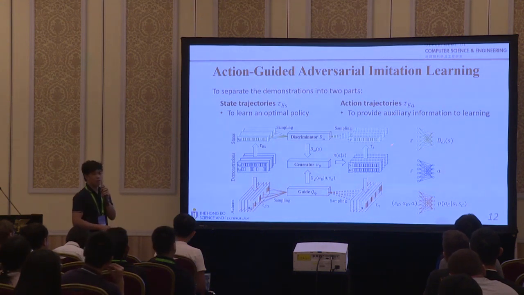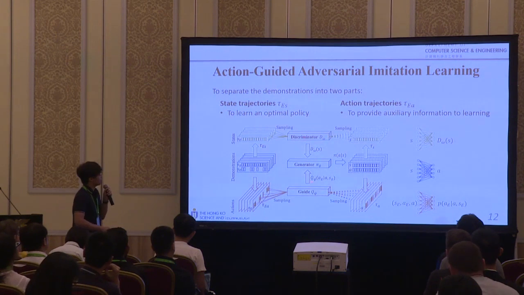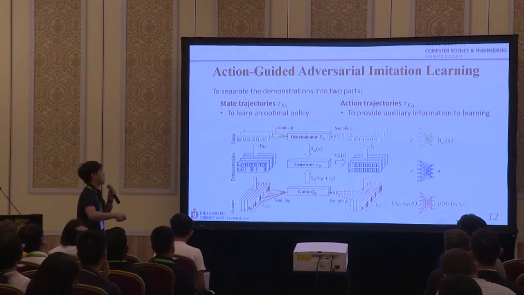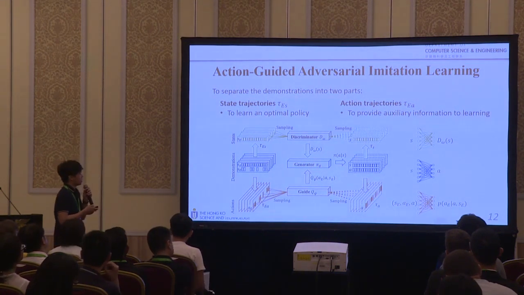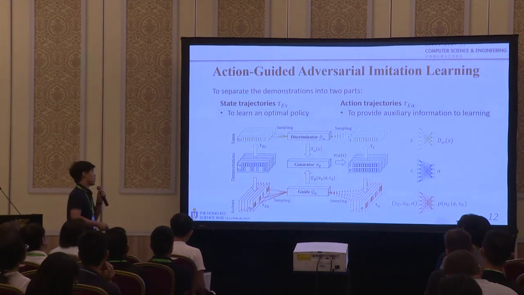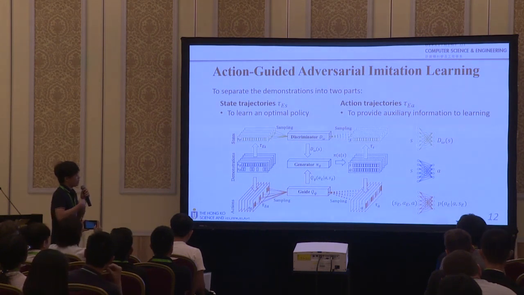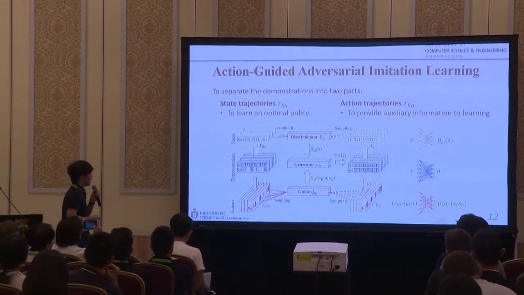Then this is a generator. The generator is actually a policy which takes the output from the discriminator and from the guide, then updates this parameter theta to update the policy. Then this guide is what I mentioned before. We use any available action distribution to guide the learning process.